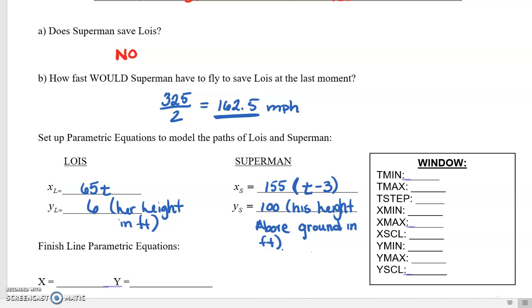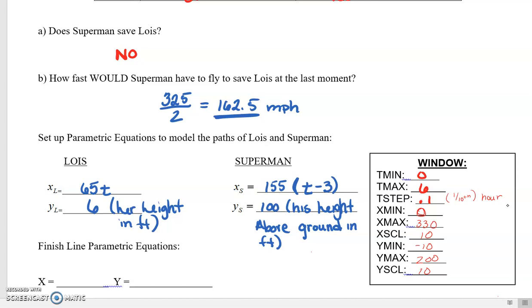Pause the video, figure out your window. You can see how I chose to create my window. We know we need to go beyond that 5-hour mark. My step is every 1/10 of an hour. And you can follow along with my Y max or min. Now, your window may fluctuate a little bit, and that's fine.